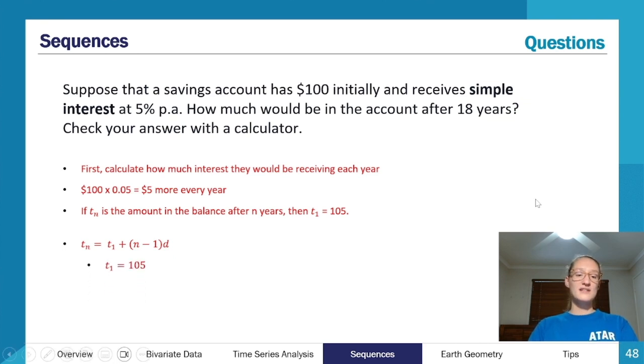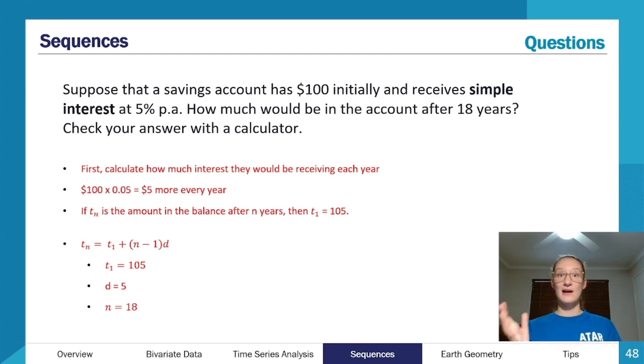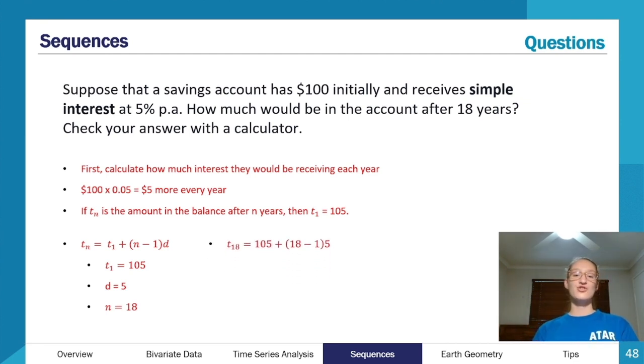And now what we're simply doing is substituting in our known values. I've now calculated T1. I know what D is, and I know that I want N to be 18 because I want to know how much is in the account after 18 years. So we substitute in. We're looking for term 18. So we do our math again. 18 take 1 is 17. 17 times 5 is 85.